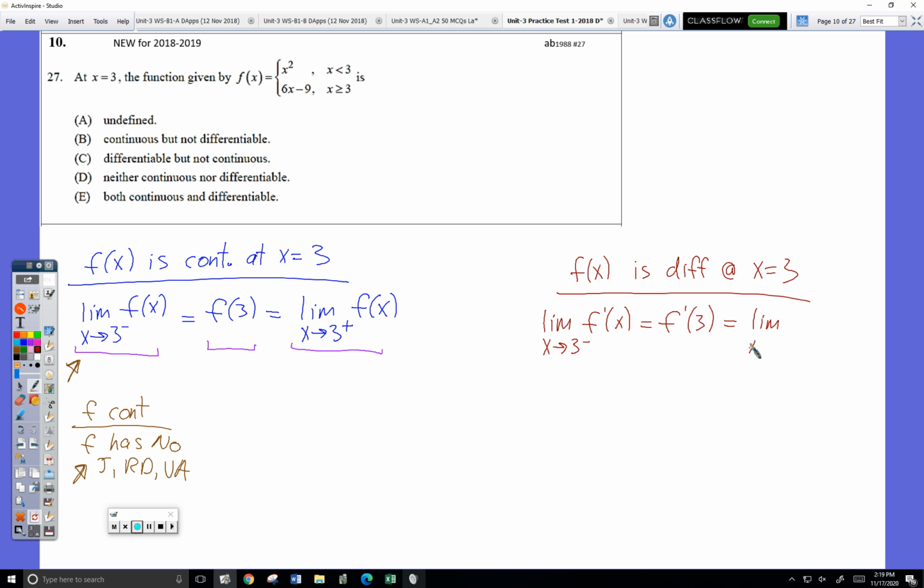Oh, I made a mistake. We got to fix this. No. The first requirement for being differentiable is the function must be continuous. So the only way for f to be differentiable is if f is first continuous. Don't ever check to see if f is differentiable if you haven't first checked to see if f is continuous. With me?